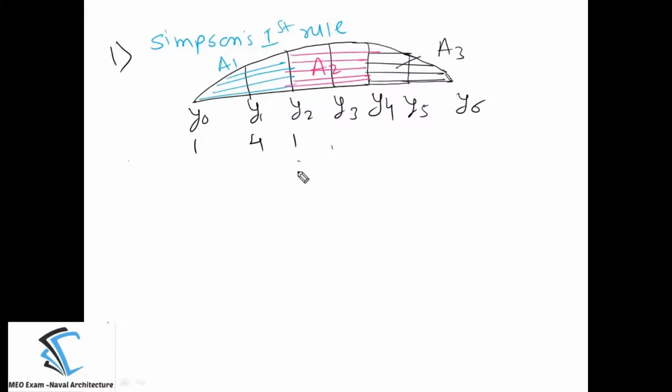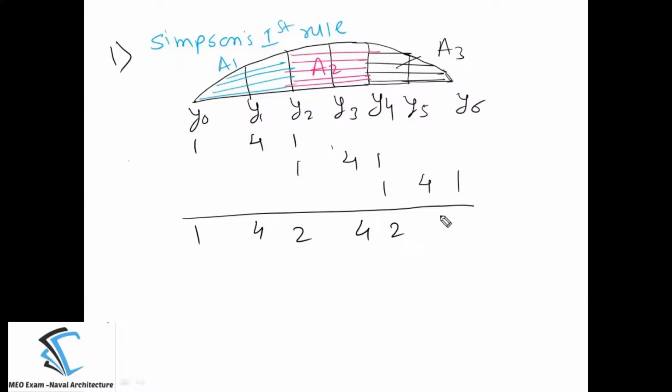So it will be like this: 1, 4, 1. Now y4 is common between a2 and a3, so I will combine the Simpson's multiplier of y4 with a2 and a3. It will be like this: 1, 4, 1. So if you combine all the three regions together, the Simpson's multiplier will be like this: 1, 4, 2, 4, 2, 4, 1. So this is the Simpson's multiplier for the three different regions.